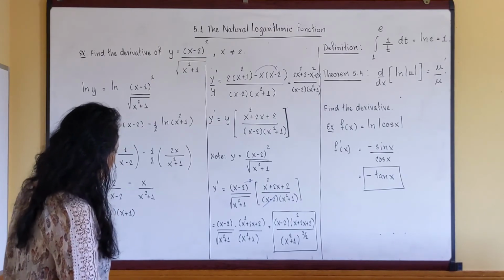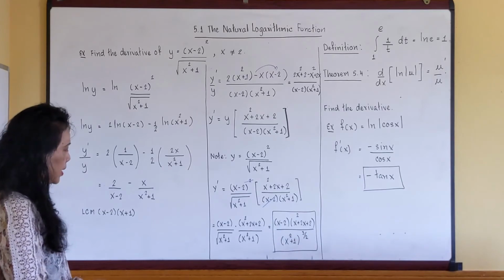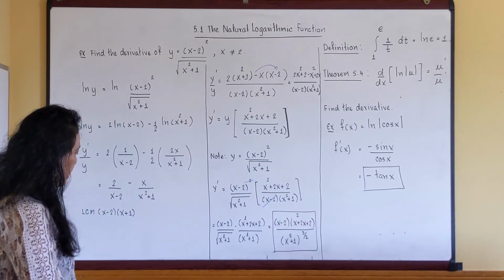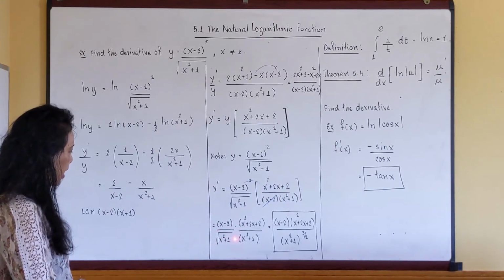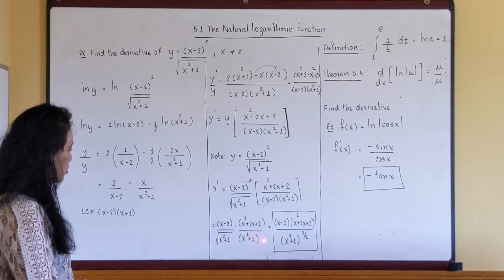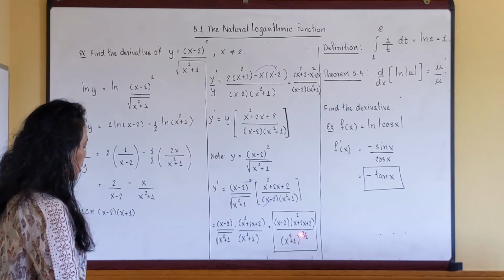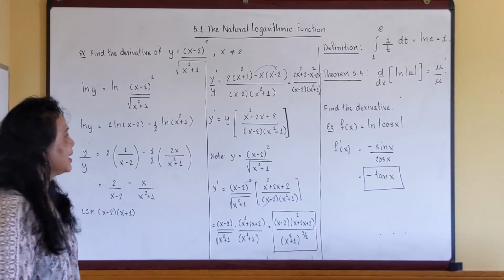The last step is optional. It's not wrong if you don't rewrite it this way, but it's okay too. The numerator is the same. In the denominator, we have x squared plus 1 to the 1/2 and x squared plus 1 to the 2/2, so it becomes x squared plus 1 to the 3/2. Either one is correct.